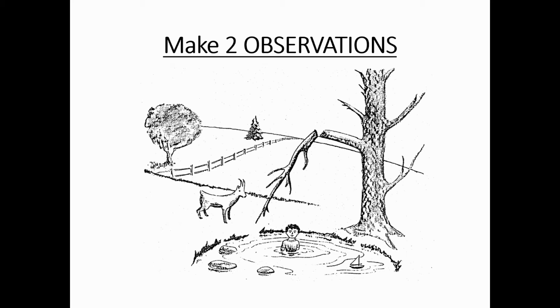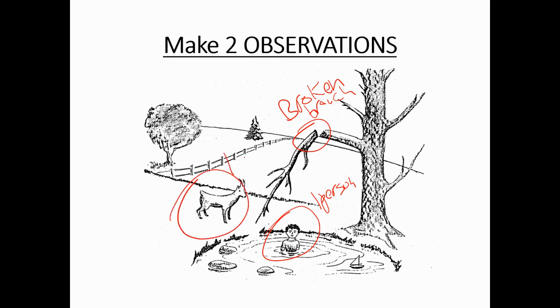So here you can practice making some observations. For example, I could say there's one person here. So one person, that could be a quantitative observation. There's a broken branch. I could say it's a qualitative observation. There's one goat. There's one, two, three rocks. So those are all examples of observations. You're just essentially telling me exactly what you see. You're not trying to come up with any conclusions or infer anything.